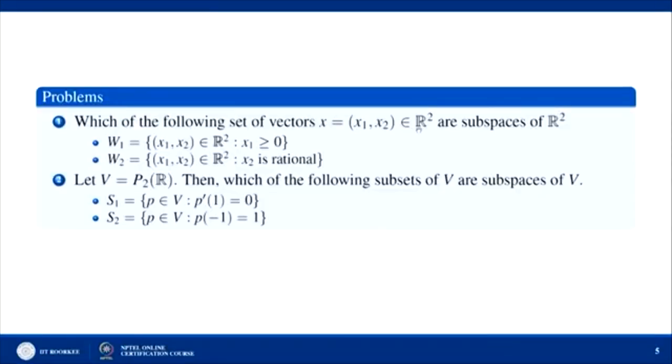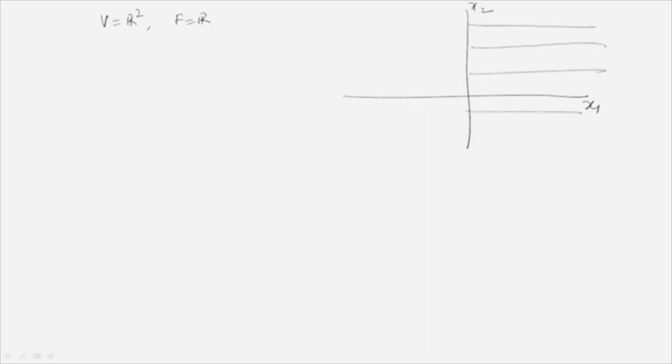Now here, in the first problem, we have taken V as R2 over the field R. Okay. Now we have considered W1, which is all x1, x2 such that x1 is greater than or equal to 0. Okay. So in the first example, we have taken V as R2 and the field as R. This is x1 and this is x2. x1 greater than or equal to 0 means this half of R2. So whether this half of R2 will constitute a subspace of this vector space or not.